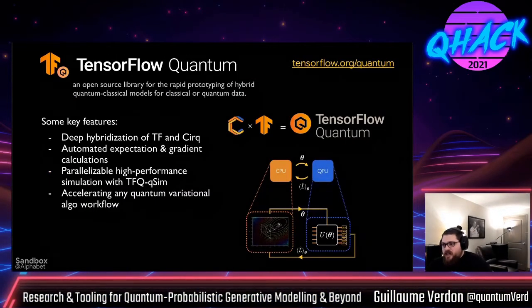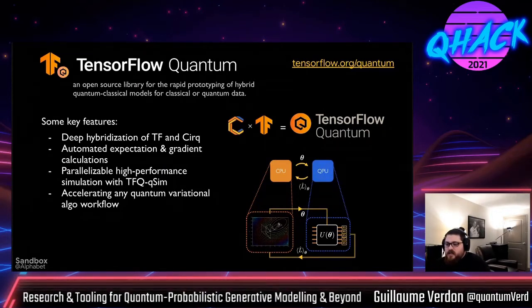It's a deep hybridization of TensorFlow and Cirq, as opposed to Pennylane, which is more like an all-terrain vehicle. TensorFlow Quantum is kind of like a drag racer. It's made for one track, and you use Cirq with TF, and it goes fast, right? That was a different design decision. It has its pluses and minuses, and you're encouraged to try both.